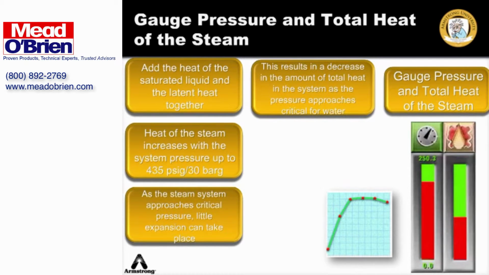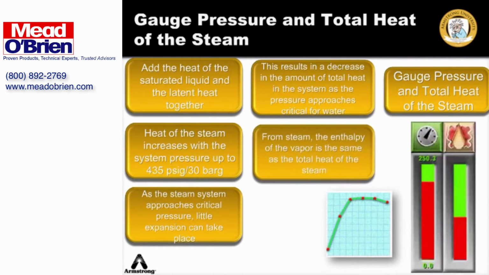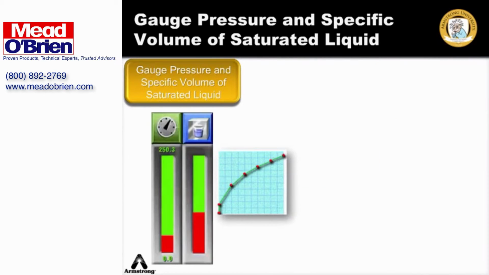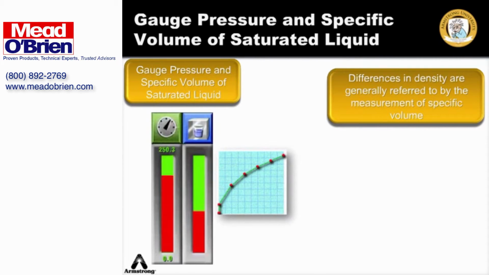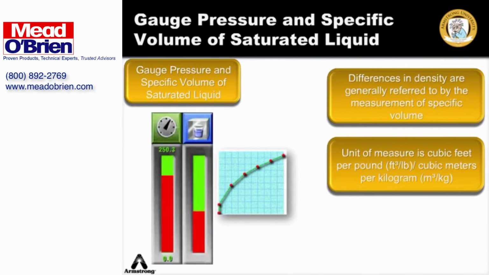This results in a decrease in the amount of total heat in the system as the pressure approaches critical for water. The amount of heat available from any medium in its current state is referred to as enthalpy. From steam, the enthalpy of the vapor is the same as the total heat of the steam. This is the sum of the enthalpy of the liquid, heat of the saturated liquid, and the enthalpy of vaporization. Differences in density are generally referred to by the measurement of specific volume. The unit of measure for specific volume is cubic feet per pound, or cubic meters per kilogram.